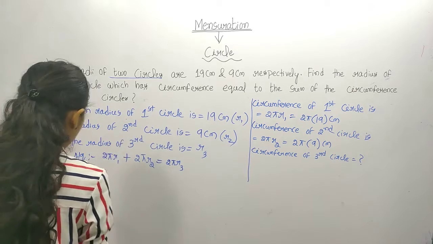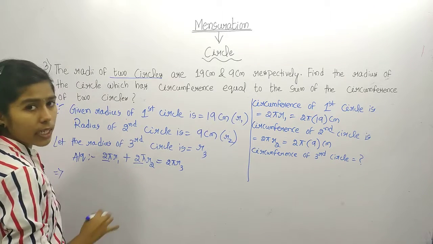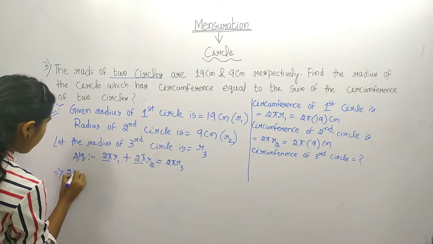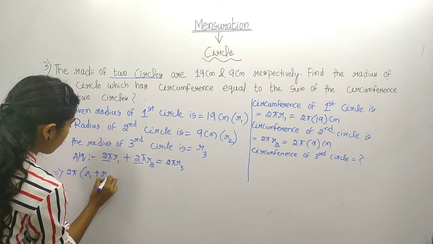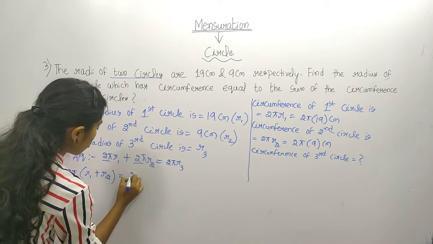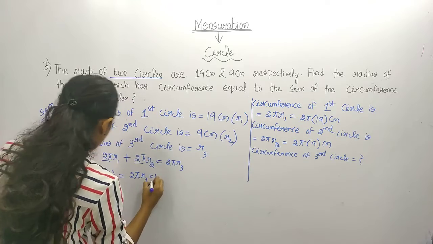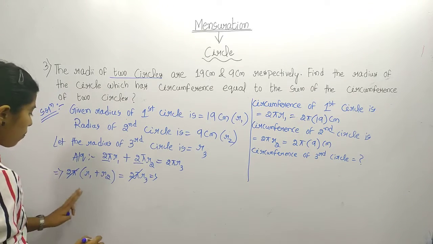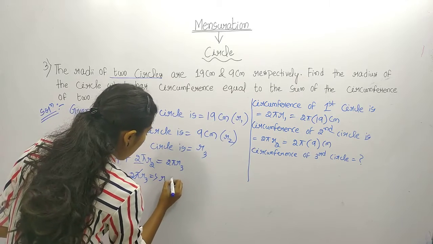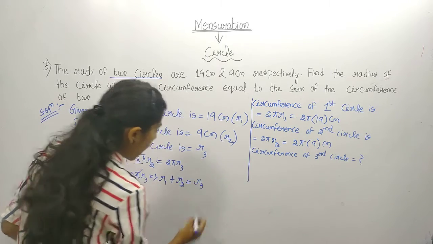So what will happen, you see? That implies 2 pi is common here, so you have to take it as common. Inside, what will happen? r1 plus r2 equals 2 pi r3. So that implies 2 pi and 2 pi will cancel each other. So r1 plus r2 equals r3.